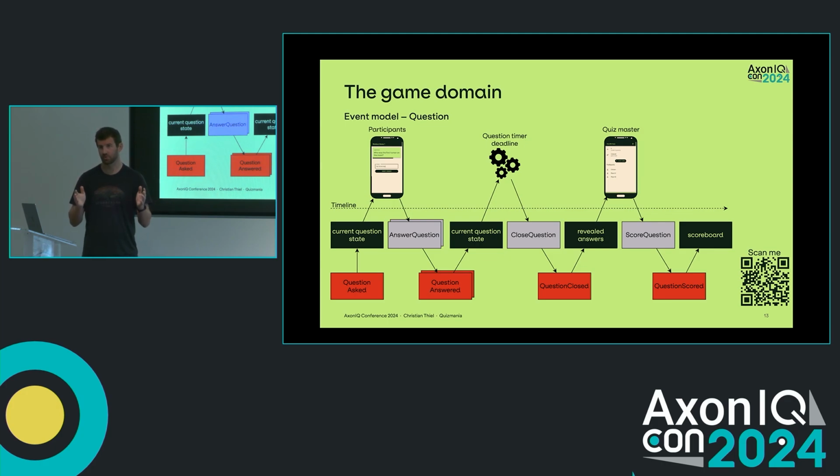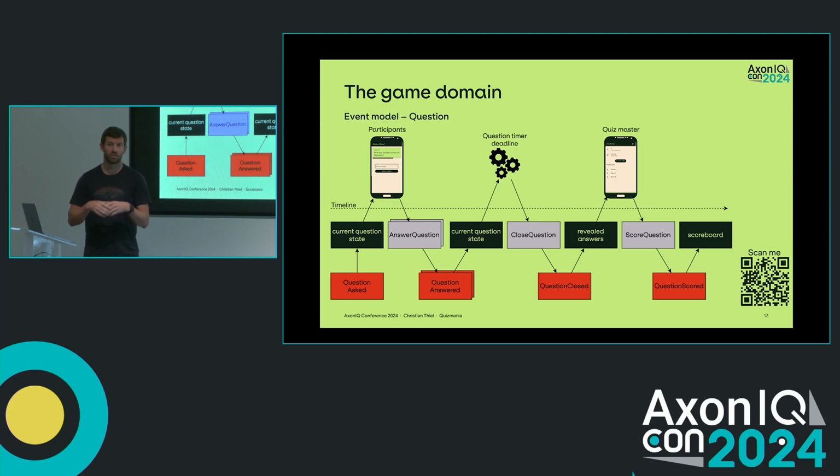In some sort of timeline I have configured before, all the participants have the chance to answer the question. And for all these answers, I have a question answered event, and all these answers are aggregated in the current game state. And at some point, either when all the participants have answered the question, or the deadline timer I've configured before has hit, the question is closed.